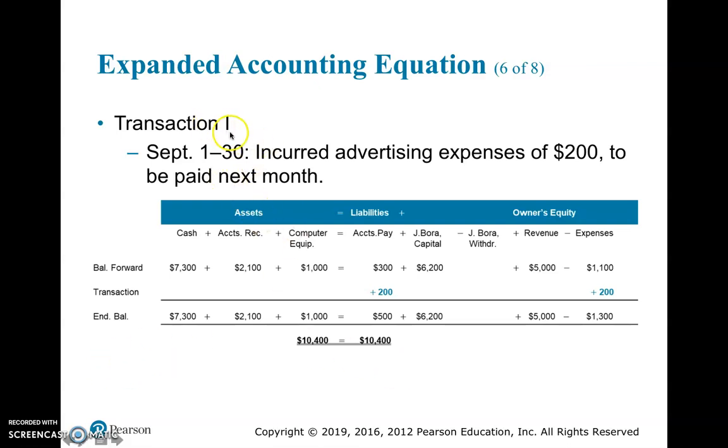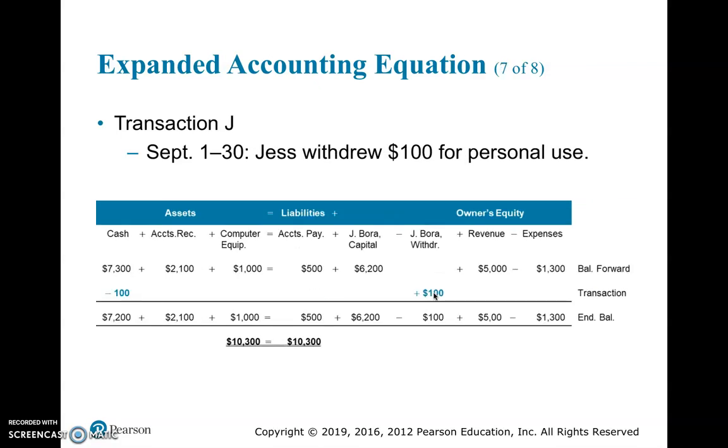Now this one is different. Transaction I, incurred advertising expense to be paid next month. So we have an expense, but we haven't paid for it. So the expense will be shown under the expense column under owner's equity, and since we owe money to the advertising agency, our accounts payable increases by $200. So $200 liability goes up, $200 owner's equity decreases. Both affect the right hand side of the equation, and therefore the equation stays in balance.